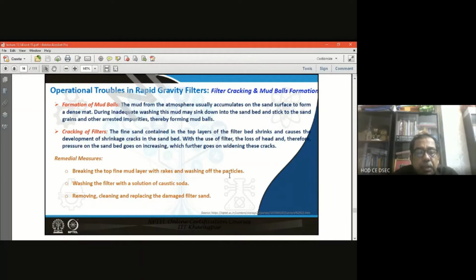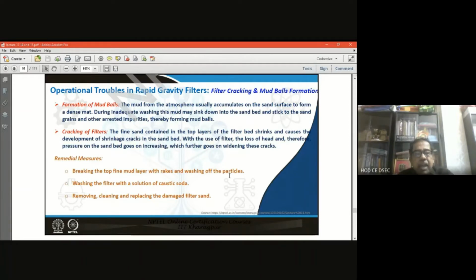Washing the filter with a solution of caustic soda is also another remedy measure to get rid of this trouble. Fine. Last, I will discuss the cracking of filters. How the cracking of filters occurred: because of the fine sand content in the top of the filter media, that sinks and causes the development of sinkage cracks.